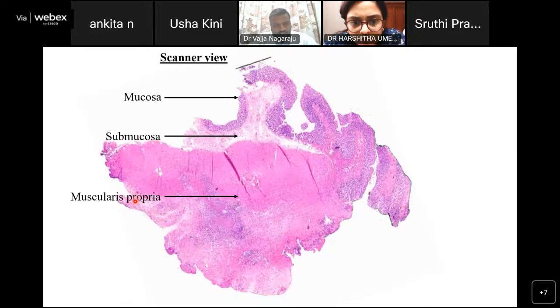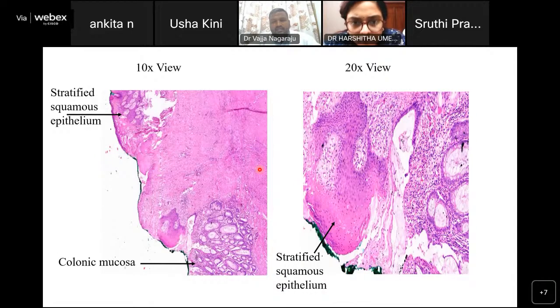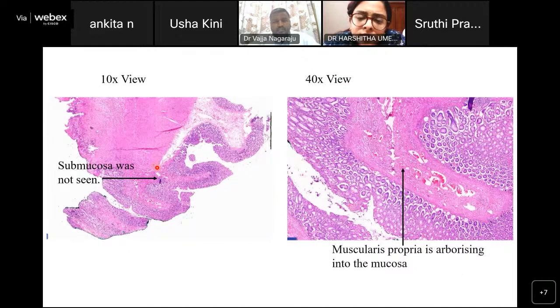This is the area showing the smooth and skeletal muscle. We will see the anal canal also. The colonic mucosa is showing the mucosa, submucosa, and muscularis propria. This picture is showing the rectal epithelium, showing the stratified squamous epithelium. This is the area of transition zone from the colon to the rectum. The second one is showing the higher magnification of the stratified squamous epithelium of the rectal region. And this is the picture of the colon showing the mucosa, submucosa, and muscularis propria.